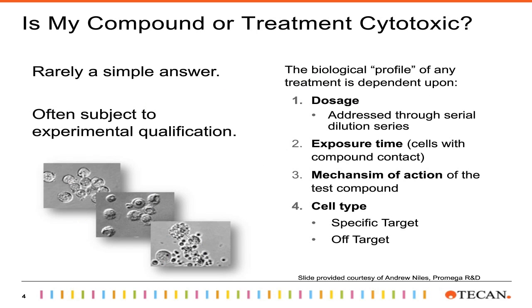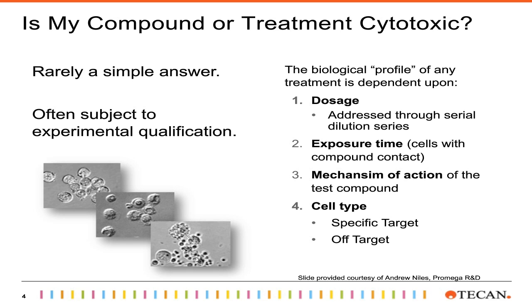So discovering if a treatment is detrimental to the cell health can be a difficult task, and oftentimes there's really no simple answer. And the reason is that the biological profile from any treatment is dependent on a number of factors that will impact that result that you get. And I've got those factors listed on the right-hand side of the slide here, and these are just a few, and there could be many more.